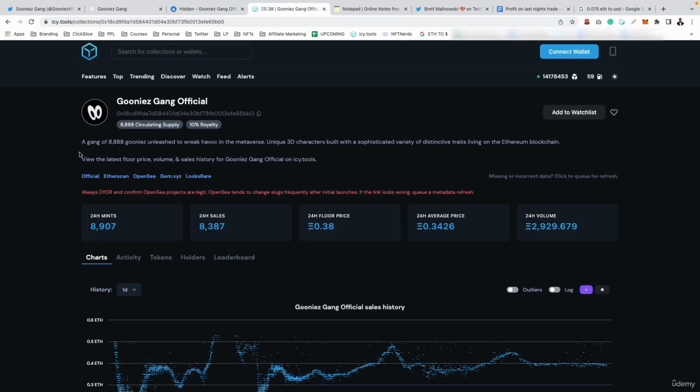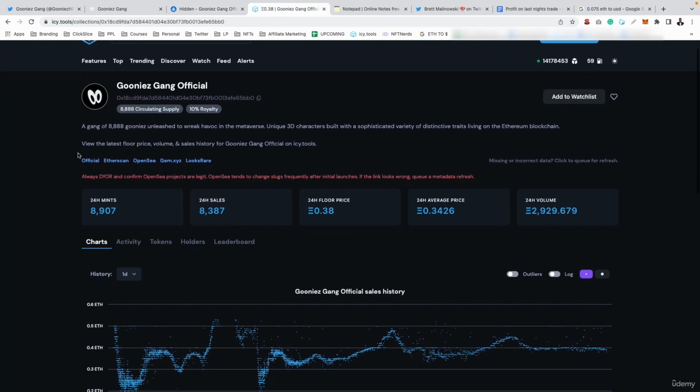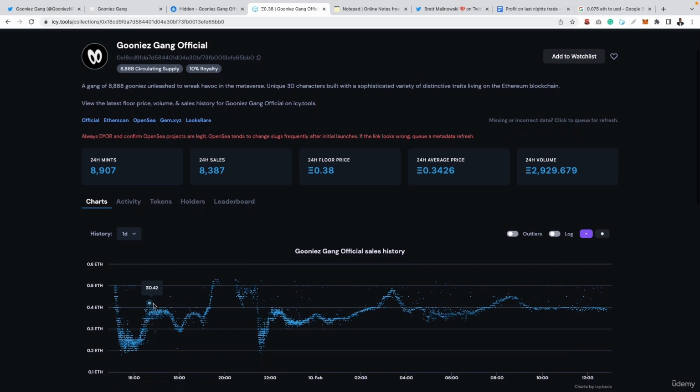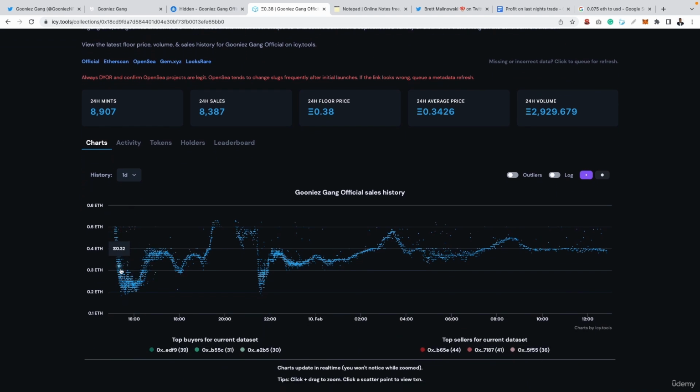So let's open up this project in IC Tools, which again, just to clarify, for those who didn't watch the last couple of videos, IC Tools is an NFT analysis software, and what it does is it pulls in all the sales data from OpenSea and it plots it into a lovely chart like this, so we can very easily see when price is dropping on OpenSea and when price is increasing.